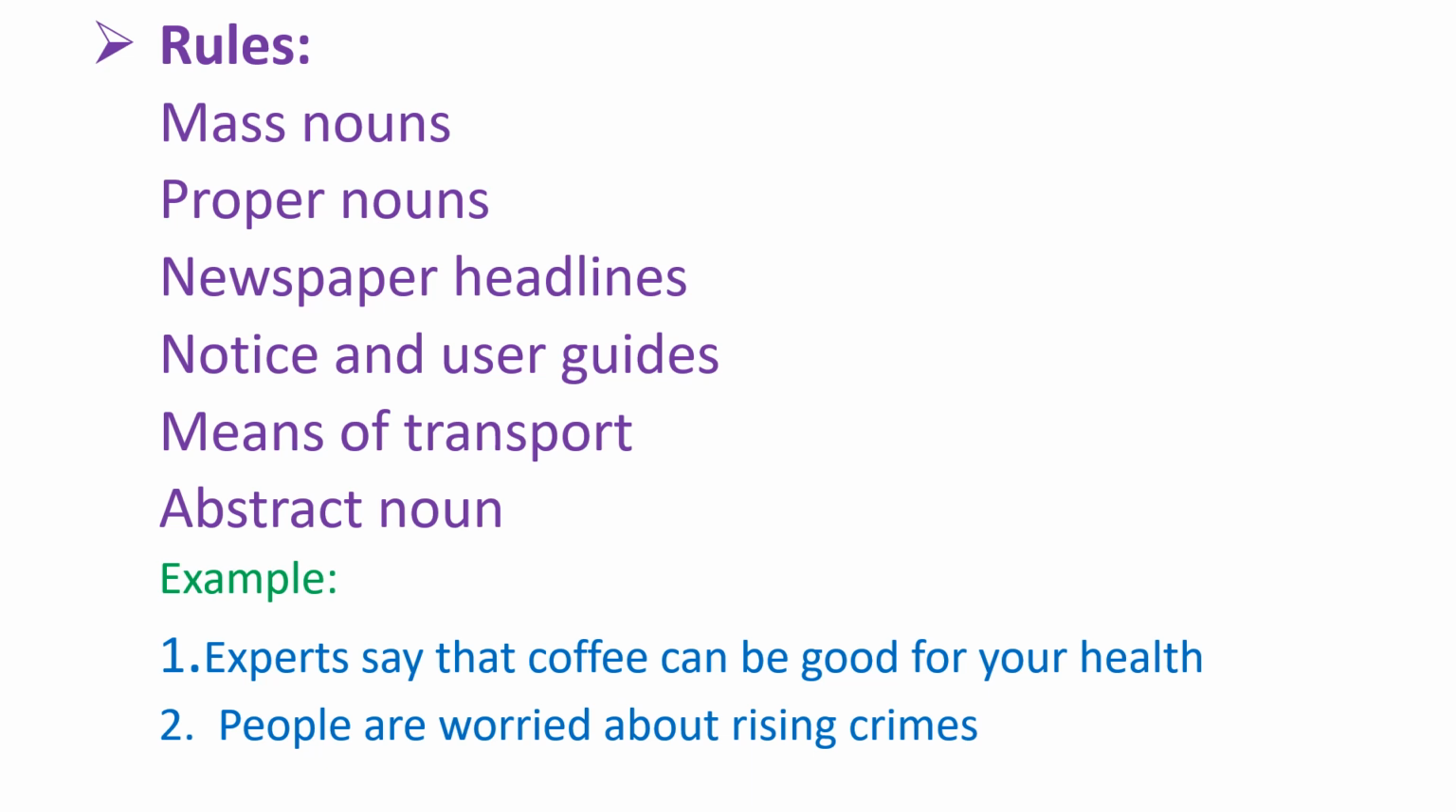Means of transport. When you want to talk about the type of transportation you use, there is no need to use an article after the preposition by. For instance, we went to the festival by car. We cannot say that we went to the festival by the car. It's wrong.